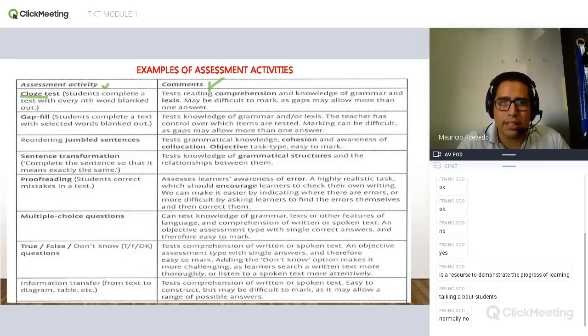But this is basically the closed test. You can use it to check comprehension and knowledge of grammar and lexis. Okay, so three things: comprehension, because they need to read; knowledge of grammar, because they need to know the structure of the sentences; and the lexis, because obviously they need to know the vocabulary in order to fit. Okay, so Francisco, closed test. No problems with closed test, because you might be asked this in the real exam.